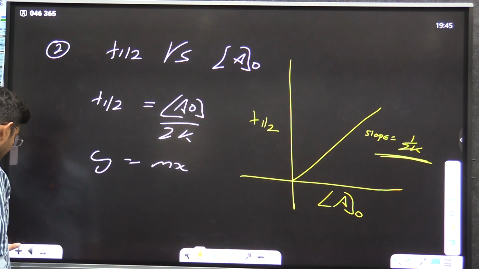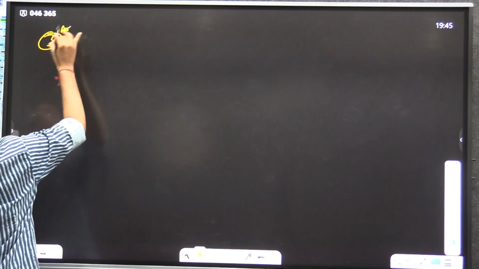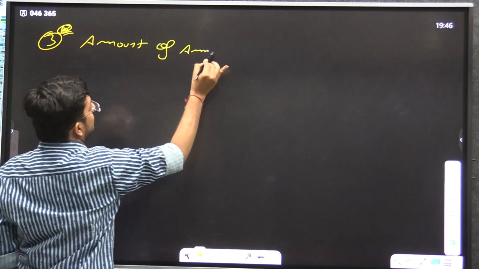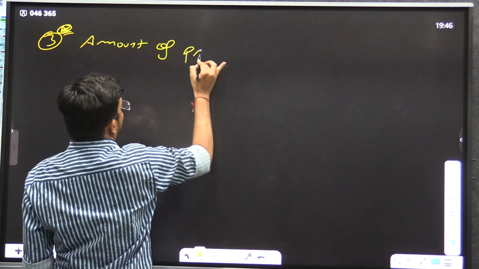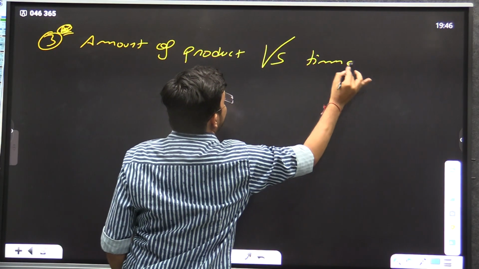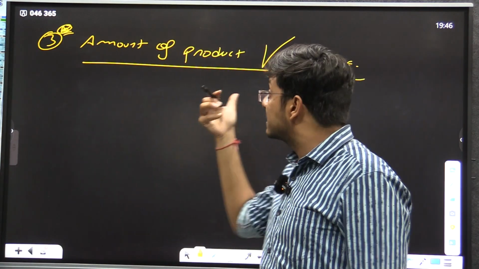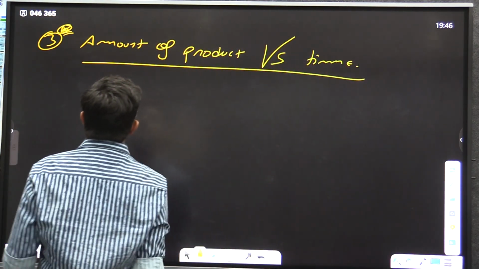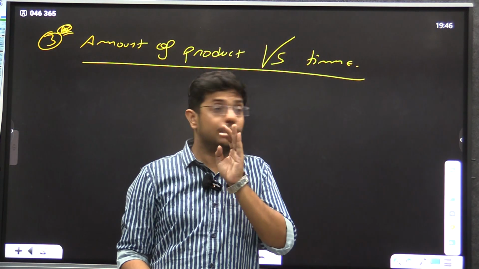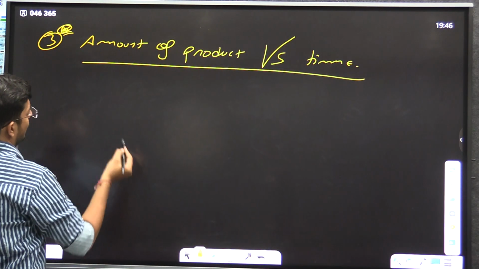Now the third graph is important. We need to draw the amount of product versus time. How much product is formed after the time t, and we need to draw the graph for such an experiment. Before this, first of all we need to calculate how much of the reactant is converted into product, that is, calculate the amount of product.